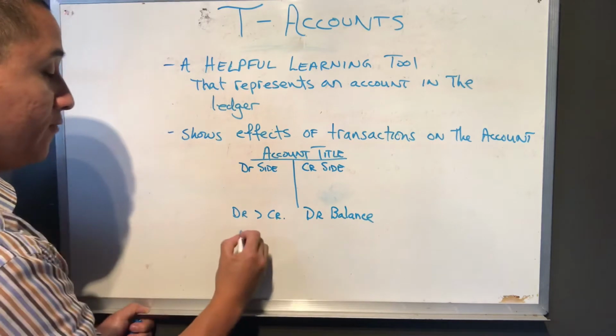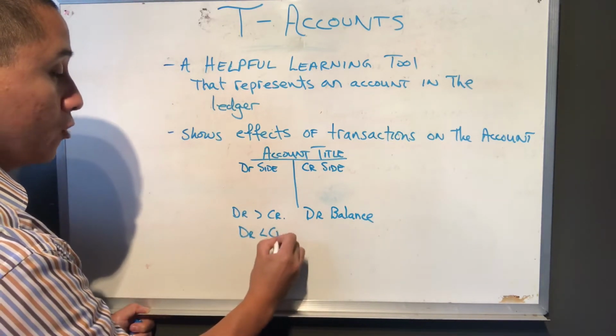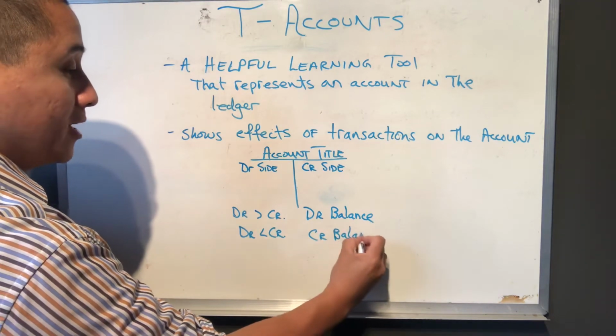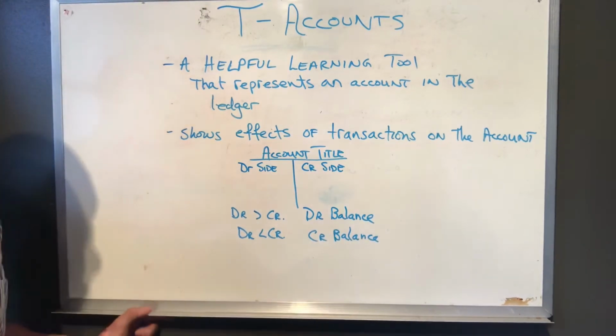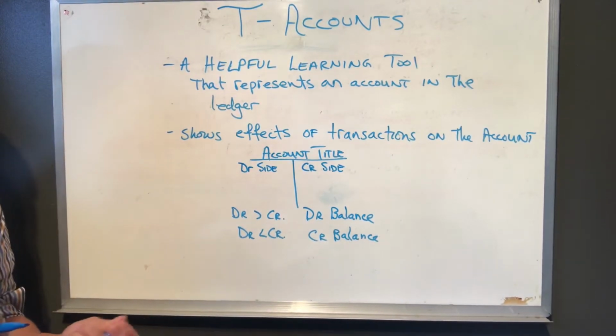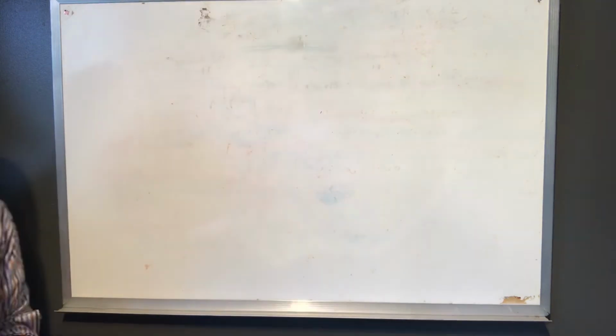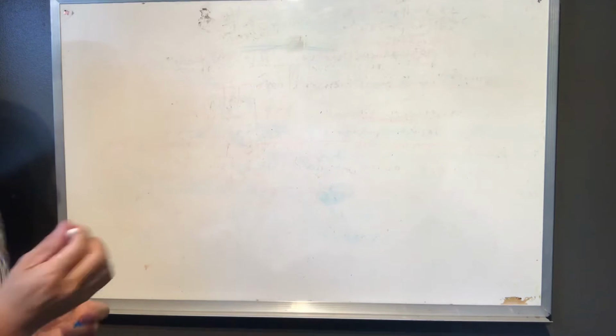And conversely, if the debits are less than the credits, then you would have a credit balance. So normally you would see debit balances for cash or any assets, because normally they would have debit balances. Okay, so what we're going to do now is go through a numerical example just to see how the numbers flow through using a capital account. So let's go through a numerical example here.